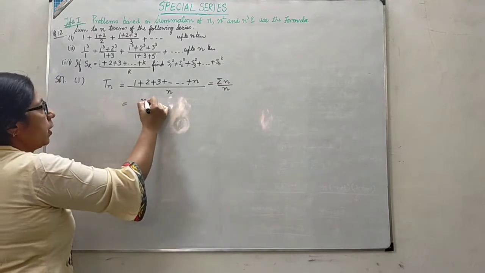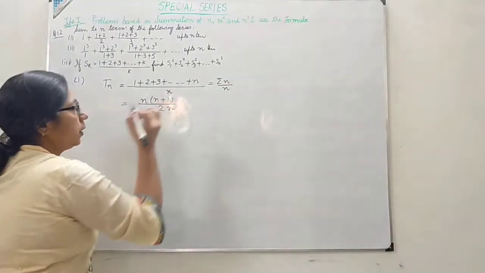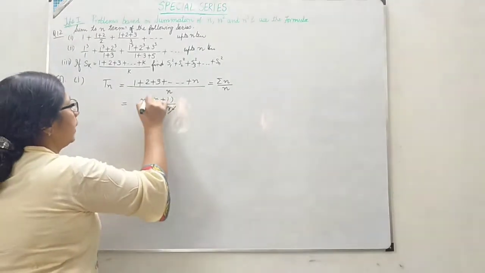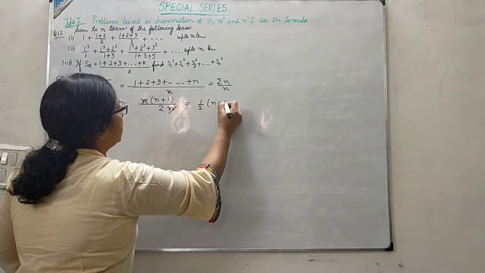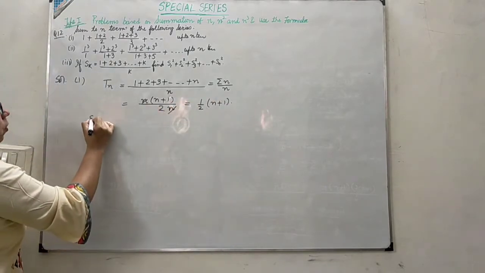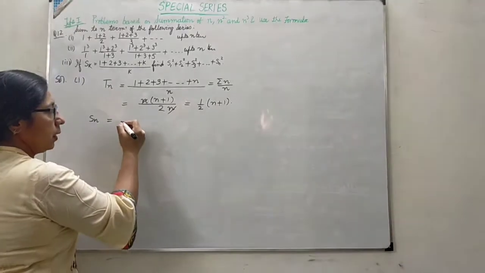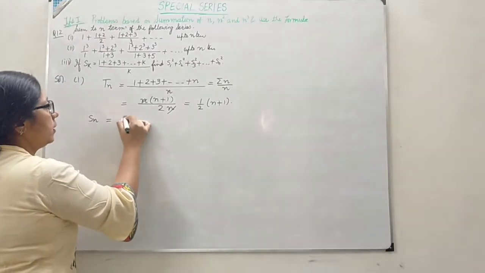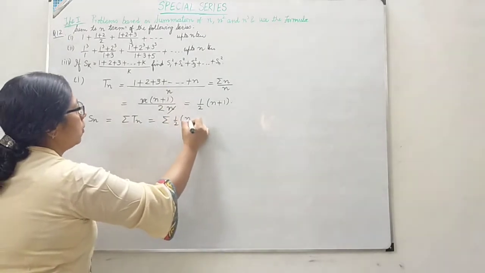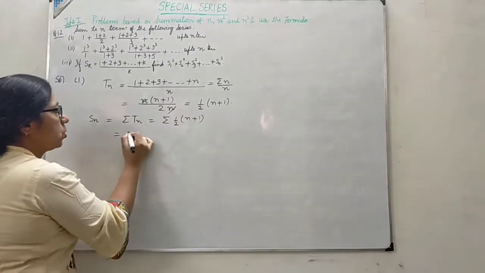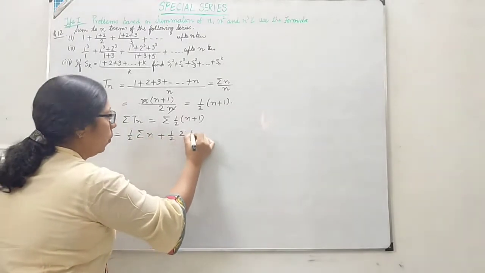Now sigma n is your n into n plus 1 by 2, and n is in the denominator already. This getting cancelled, so we are having here half n plus 1. So if I want to find the Sn for first n terms of this sequence, then I'll write sigma Tn, and this is your sigma half into n plus 1. So this is your half sigma n plus half sigma 1.